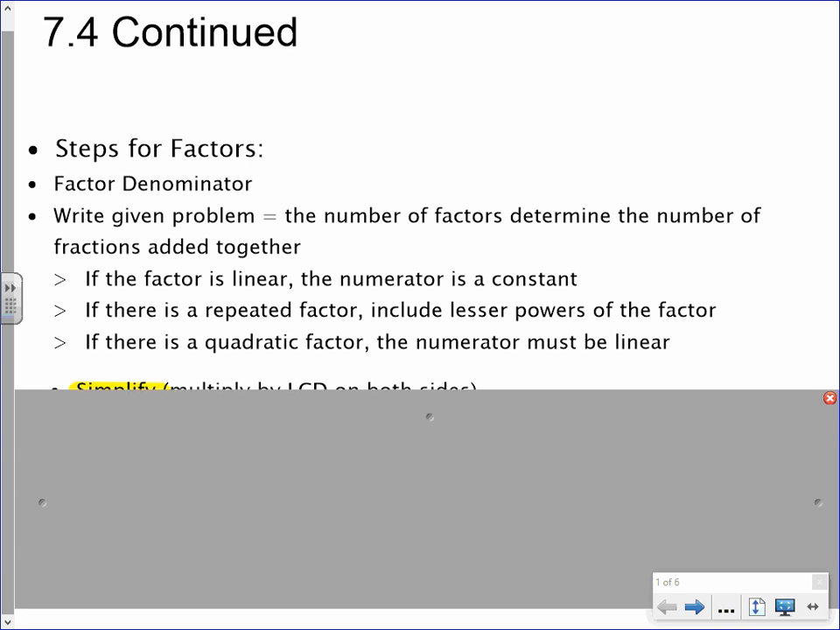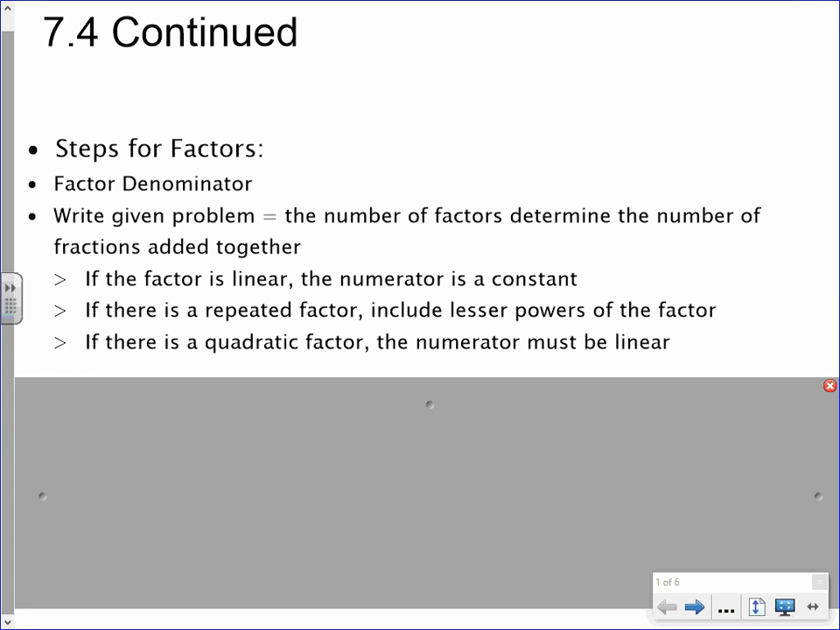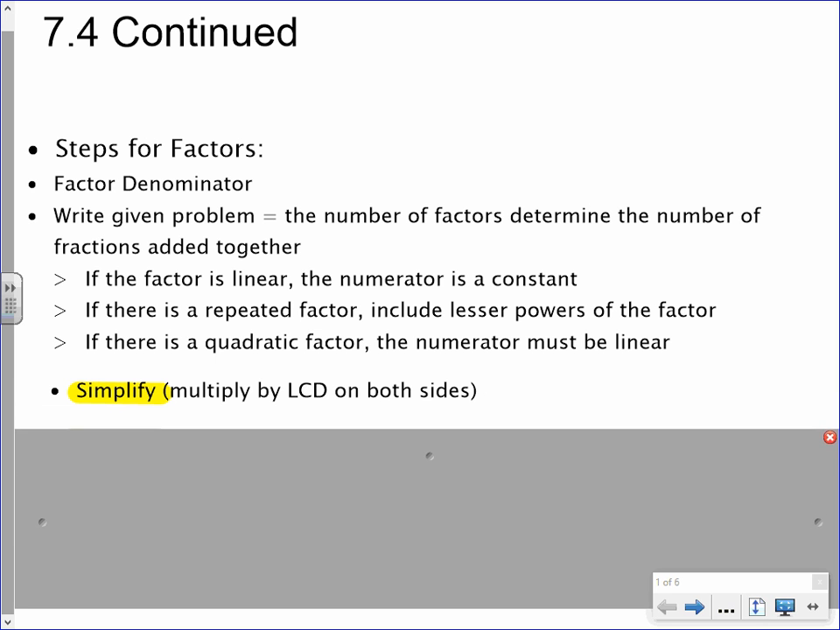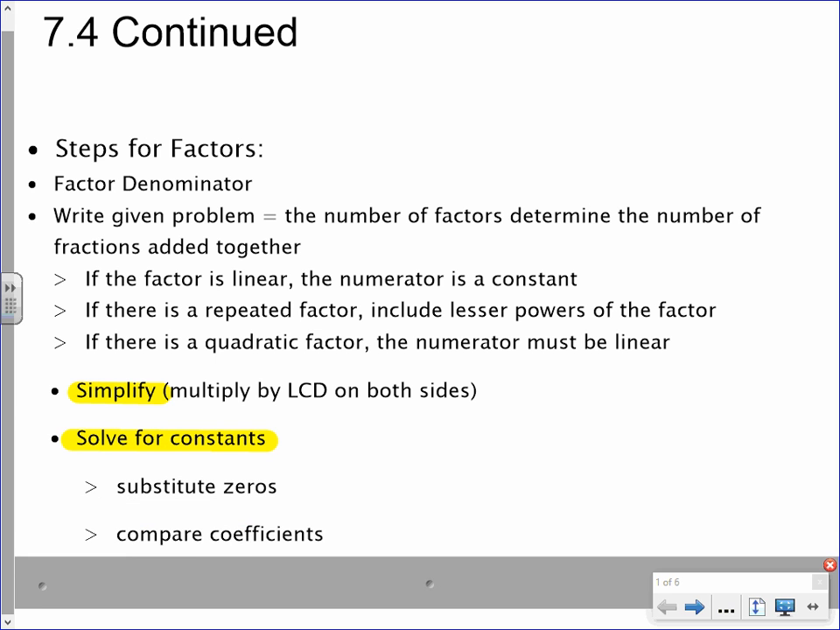What we're going to do today is actually solve for the A, B, C, D, E, F, G that you've been writing. Okay? So from what you've set up, we're going to multiply everything by the common denominator. That way we get rid of all the fractions. Then we are going to solve for our constants.